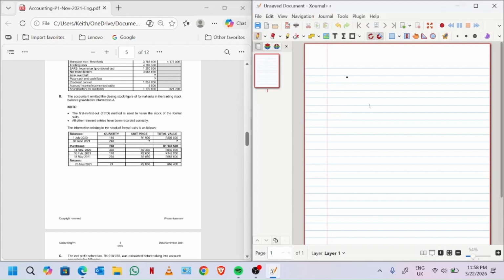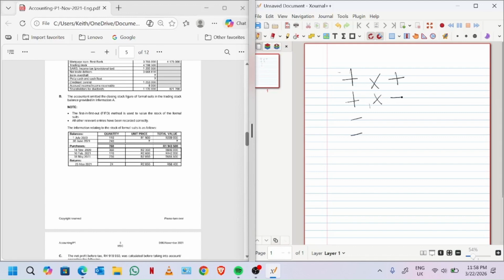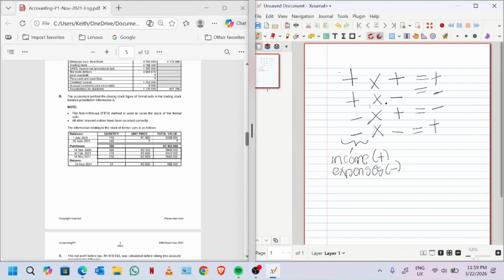What we have here is a plus, minus, multiply by, say, another plus, multiply by, say, another minus, multiply by, say, a plus, multiply, say, another minus. And so that is equal to a plus, a minus, and another plus. And so, like we said the other day, this part represents income and expenses. So expenses denoted by minuses, income denoted by pluses.